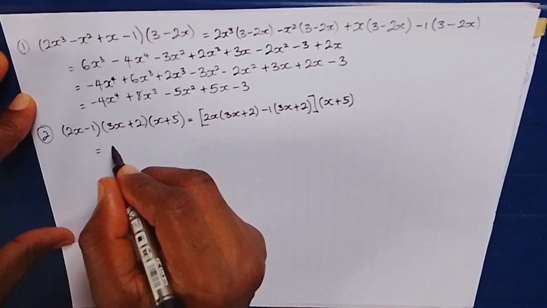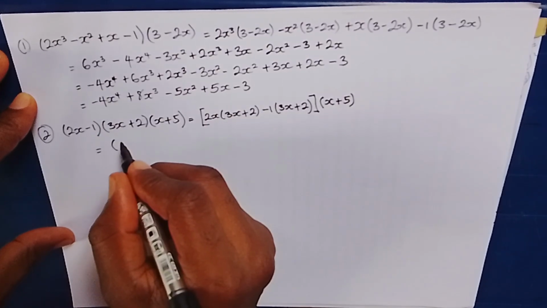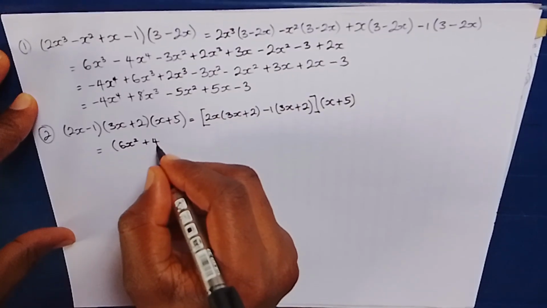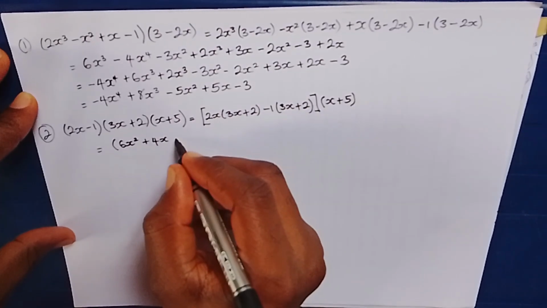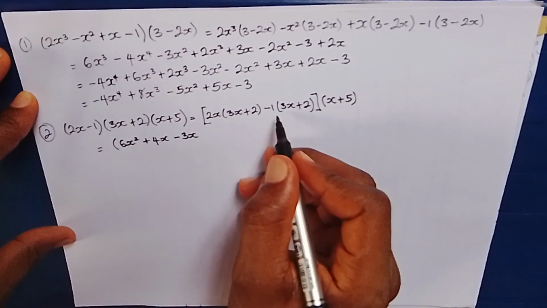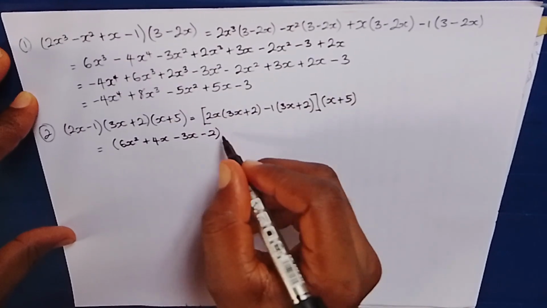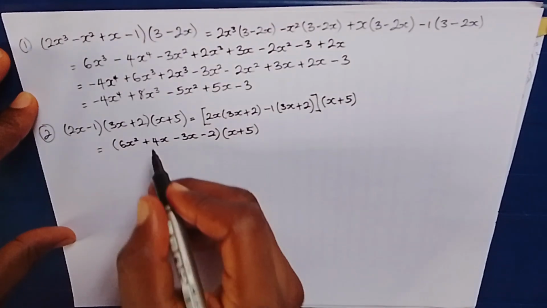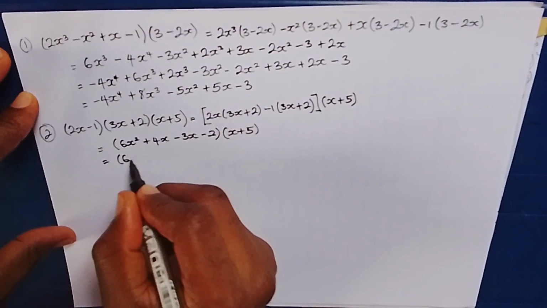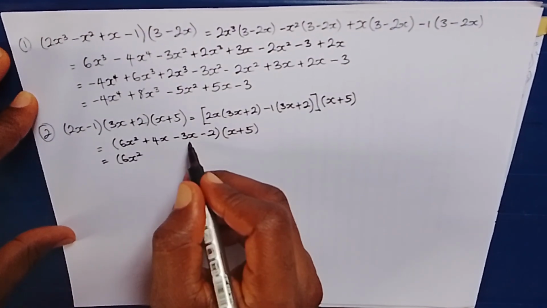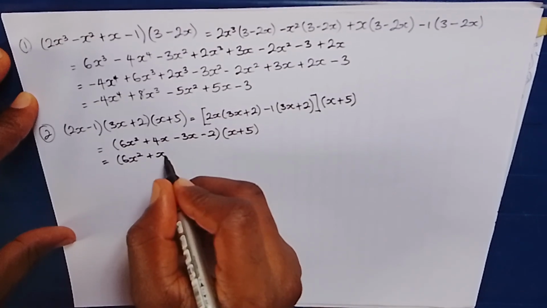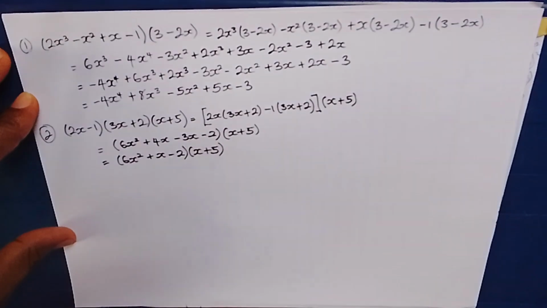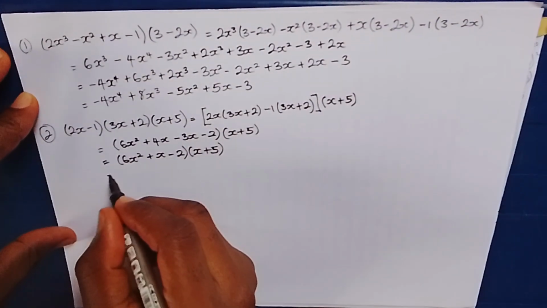So we expand this, you have 2x times 3x gives you 6x squared. 2x times 2 gives you 4x. Minus 1 times 3x gives you minus 3x. Minus 1 times 2 gives you minus 2. So now we have that. Then multiply. First of all, let's simplify this. This becomes 6x squared. 4x minus 3x gives us x minus 2. So we have x plus 5. So now we multiply this again.